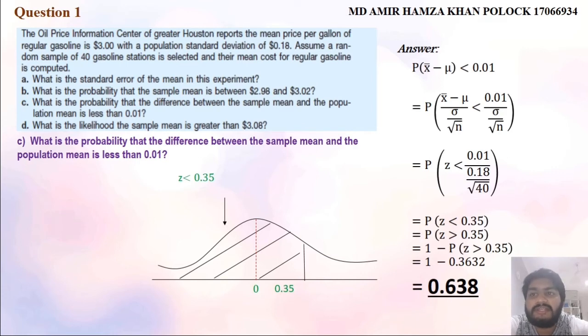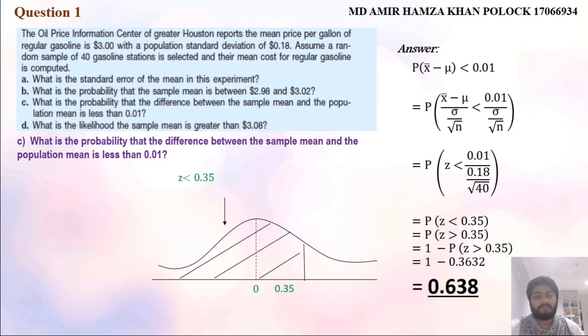So the question C is, what is the probability that the difference between the sample mean and the population mean is less than 0.01? And the answer is going to be, at first, the equation P(|x bar minus mu| < 0.01). After doing standardization, we can find that Z is smaller than 0.01 divided by 0.18 by root 40, and P(Z < 0.35). And after reversing, we find that P(Z > 0.35).